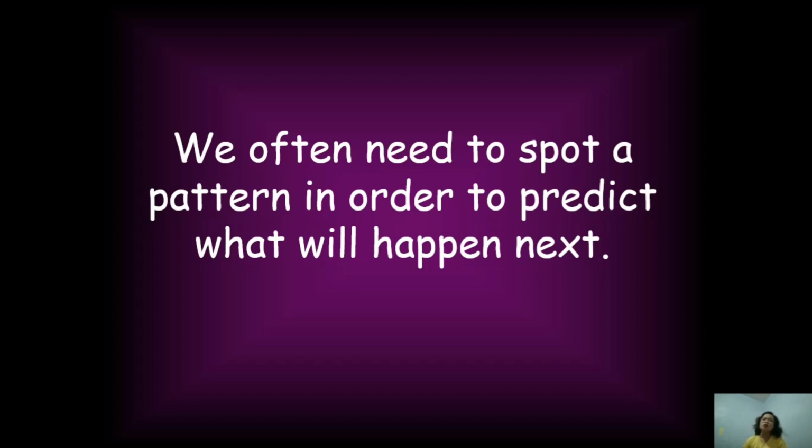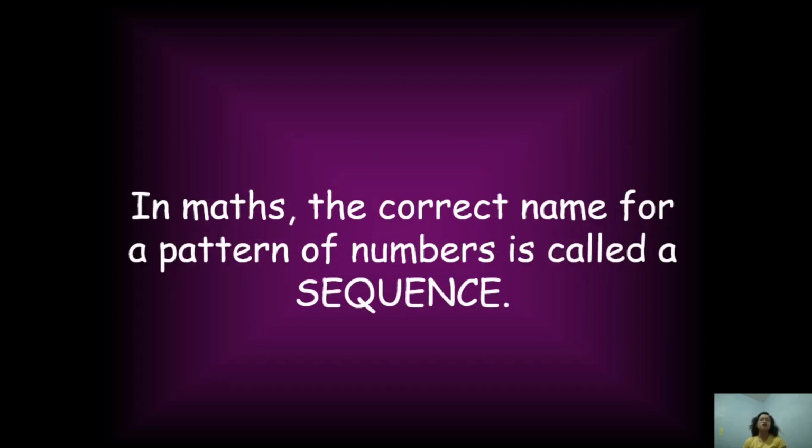Just like in English, we are using our senses when we are predicting what will happen next in a certain story. For example, you are reading a story and you are so interested about what will happen next. Okay? Just like in English, in mathematics the correct name for a pattern of numbers is called a sequence. Just like in a literary story, we are sequencing events. We need to know the first happening in the story, the second, the third, until its ending.